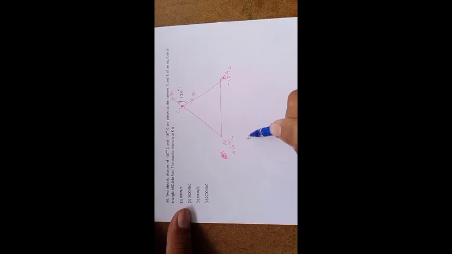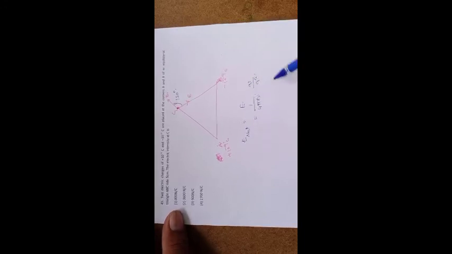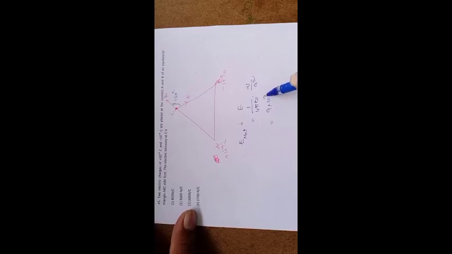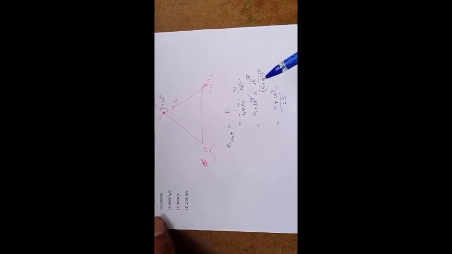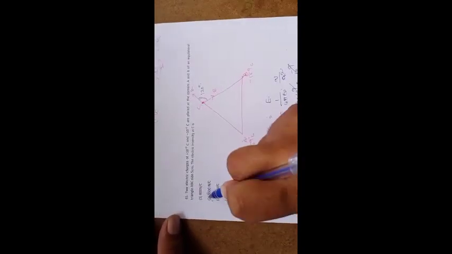So, with same fields and an angle of 120 degrees, the resultant value will be equal to the same value. This is 1 by 4 pi epsilon naught q by a square. 9 into 10 power 9, q value 10 power minus 9, and this is 5 centimeter, which means 5 into 10 power minus 2, whole square. So 9 into 10 power 4 by 25. If we calculate this finally, 3600 newton per coulomb will come. This is the second option.